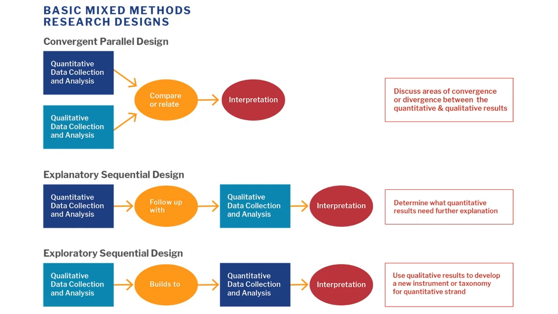And they might write both QUAN and QUAL with capital letters, and that could indicate a convergent parallel design. Or with exploratory design, QUAL in capital letters, quan in lowercase. So very often you also find in textbooks that they present these different designs in this way to indicate to the reader which comes first, and at times which has greater weight.